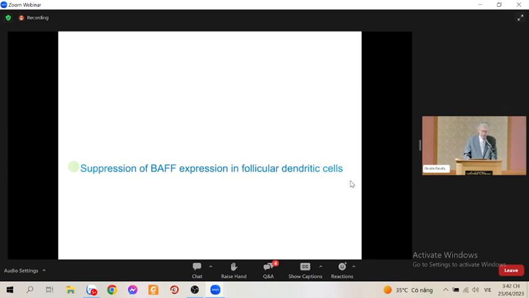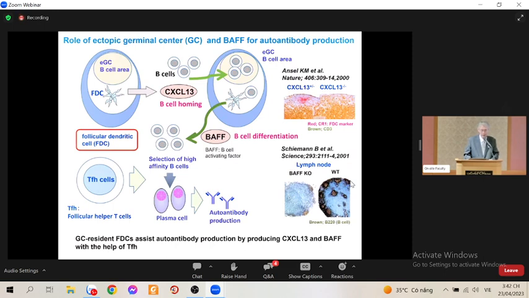Finally, I show the suppression of BAF expression in follicular dendritic cells. This slide shows the role of ectopic germinal center and BAF for autoantibody production in Sjogren syndrome. Around the germinal center B-cell area, there are some follicular dendritic cells, and follicular dendritic cells produce CXCL13 for B-cell homing and BAF for B-cell differentiation and subsequent selection of high affinity B cells, plasma cell production and autoantibody production by the help of follicular helper T cells. The importance of CXCL13 and BAF were already evidenced by the knockout mouse experiments.